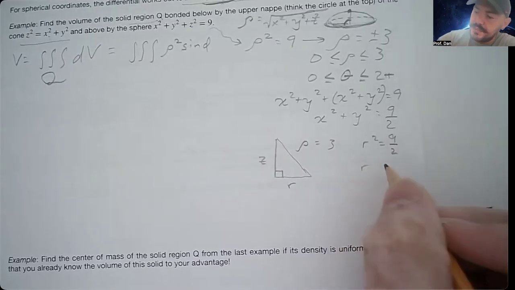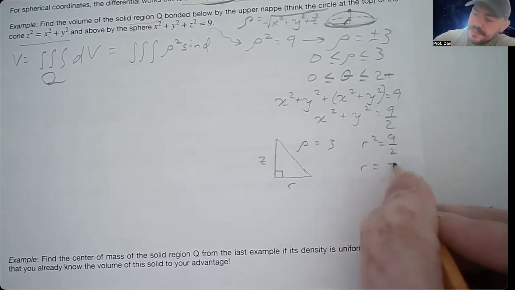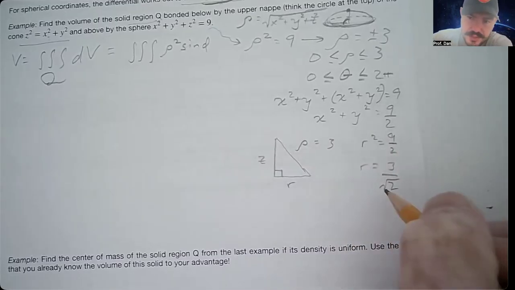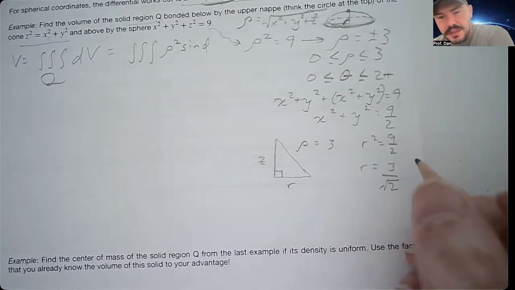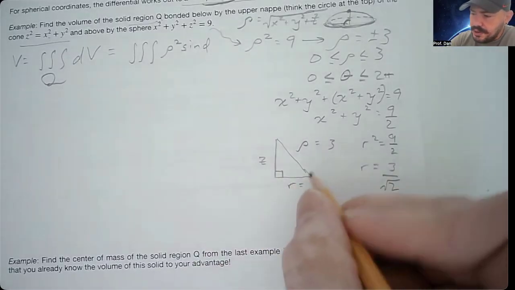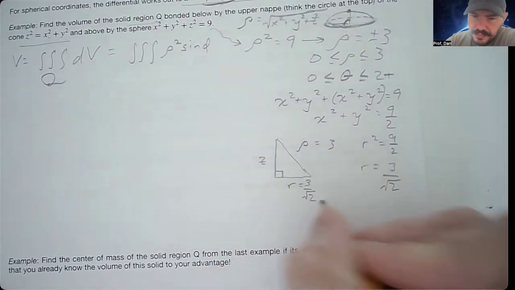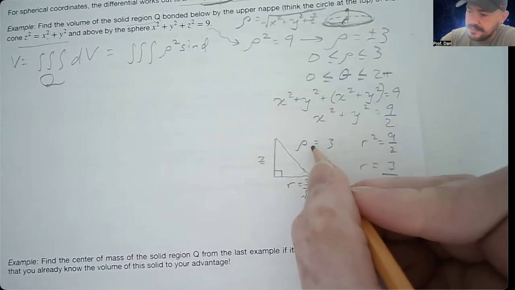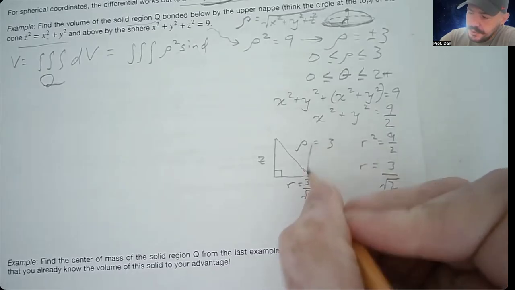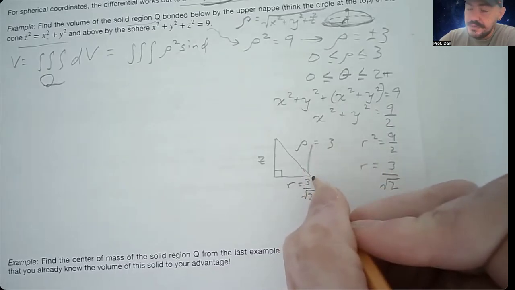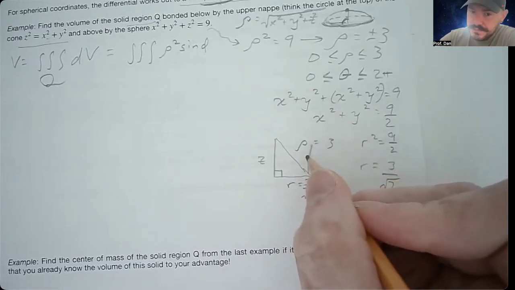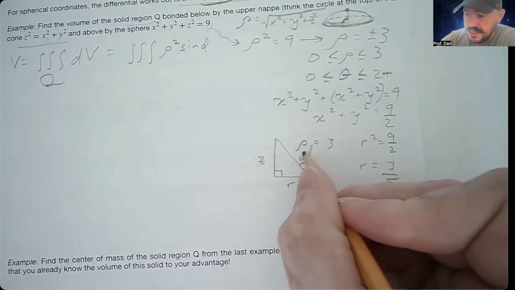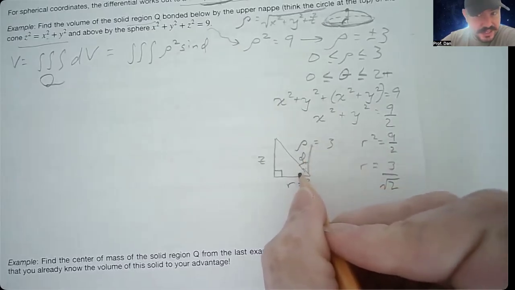So if I take the square root of both sides and only consider the positive root, I get 3 over the square root of 2, right? Square root of 9 is 3, square root of 2 is square root of 2. So if I want the angle phi, I have to remember rho is going straight up, right? And then it's coming out by some angle. So this is the angle phi that we're looking for, not this, this.